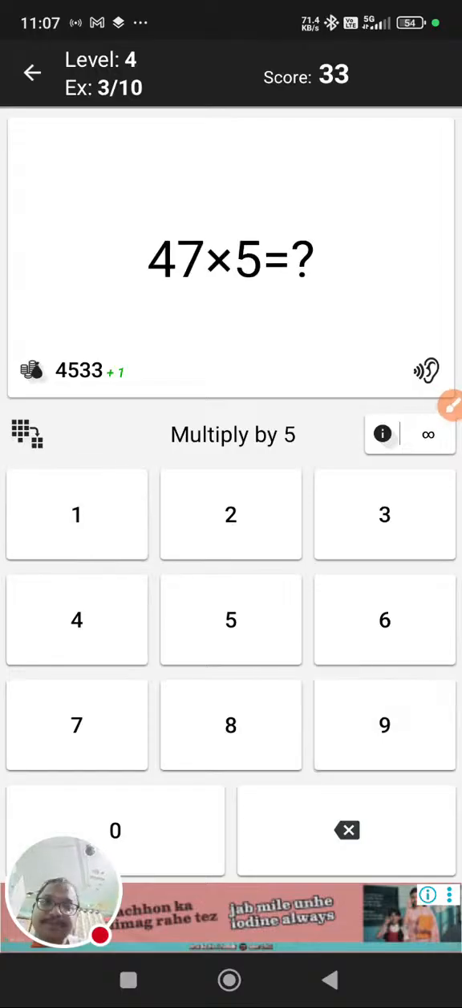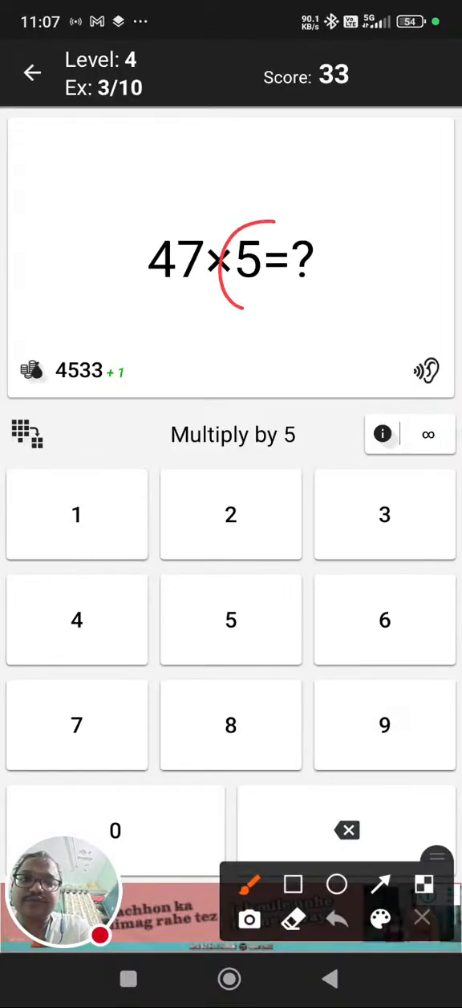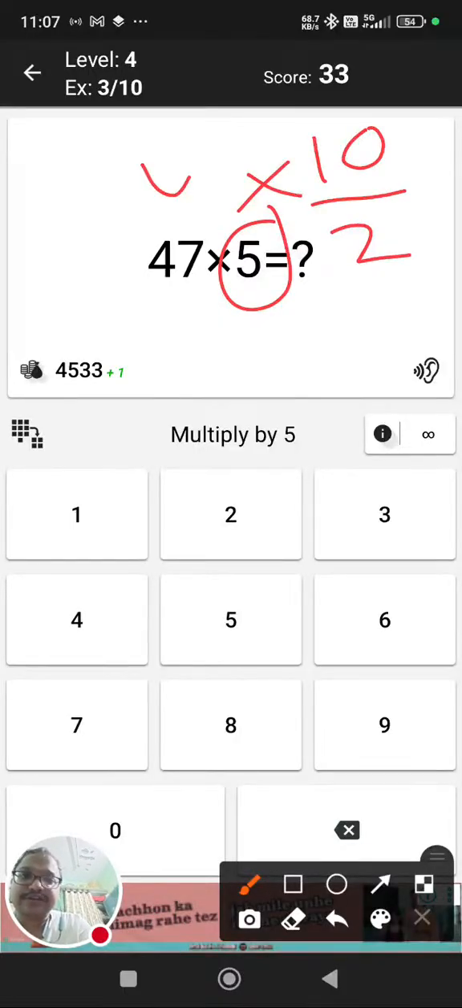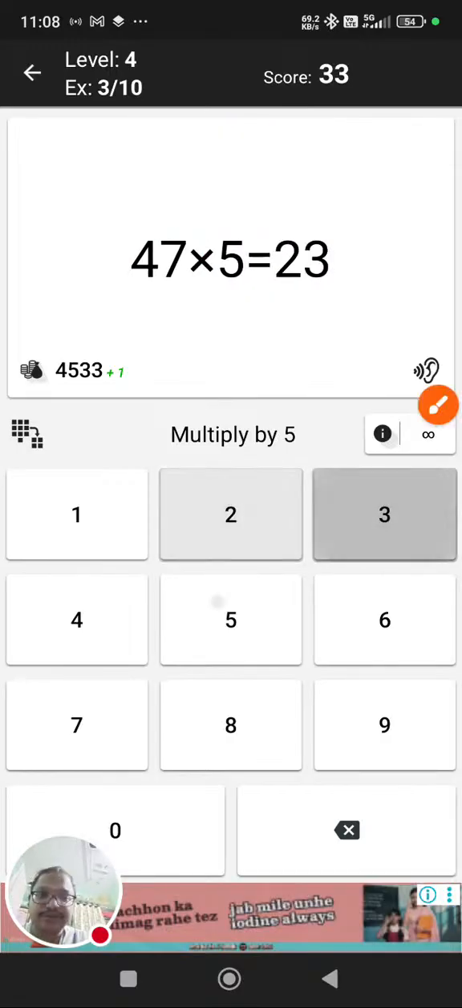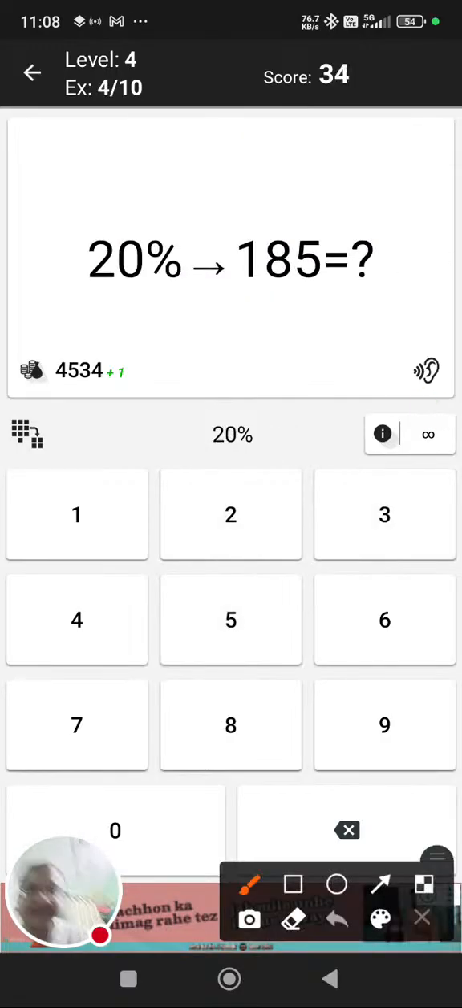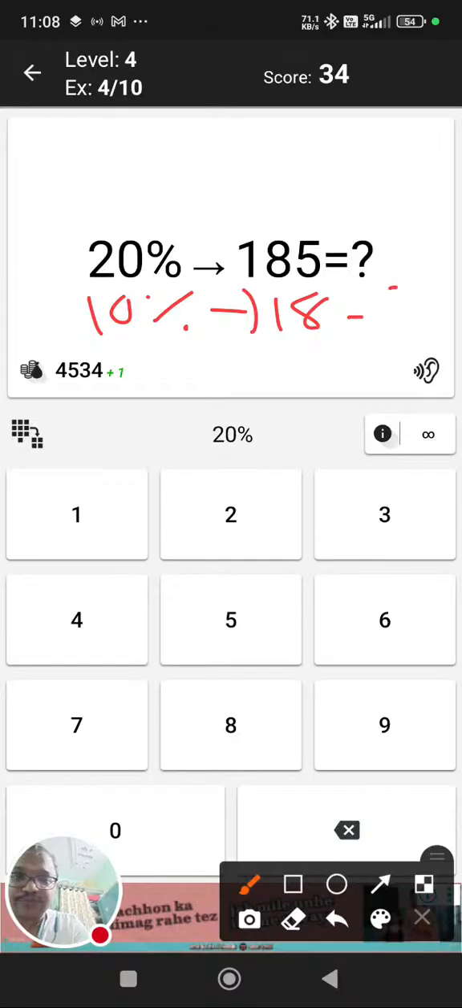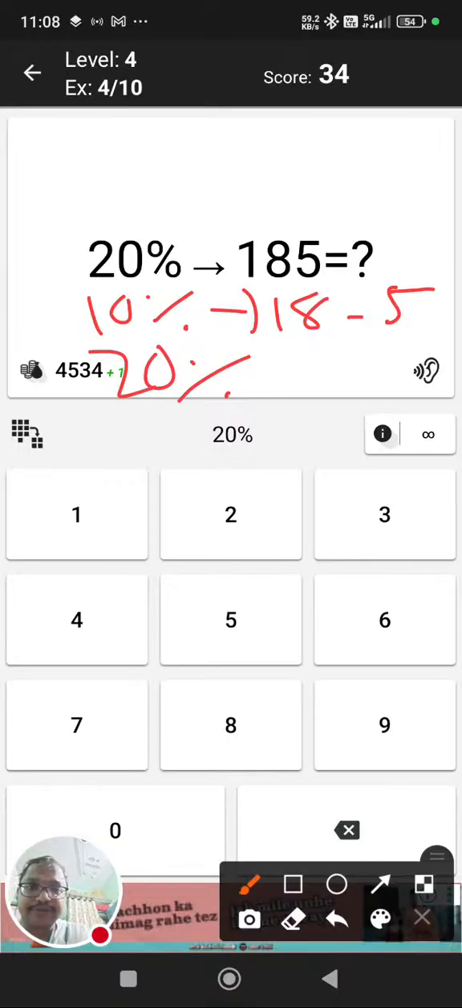2091 is the answer. So for this type of question, what we do instead of 5 is 10 divided by 2. Here it is 47. Here this will be 2 times, 3 times, 0.5 times. So 23.5 into 10 times will be 235. 235 is the answer. So here 10 percentage value will be 18.5. So 20 percentage value will be 2 times of 18.5. 18 2 times will be 36 plus 1, 37 is the answer.